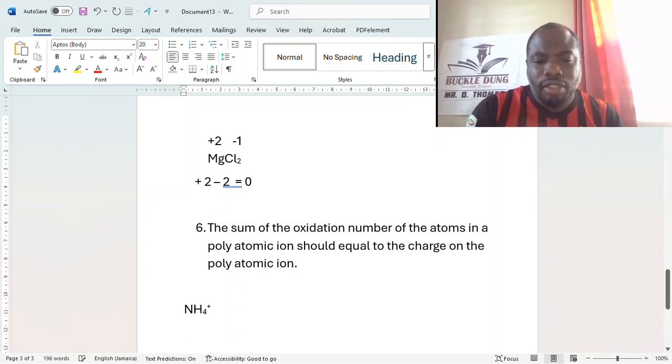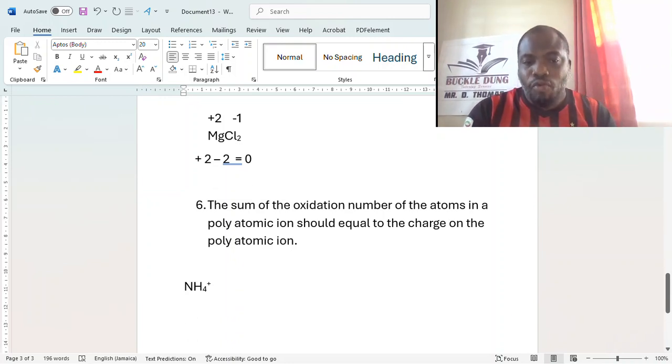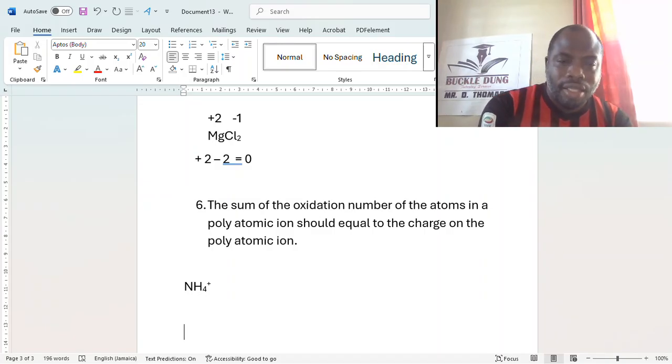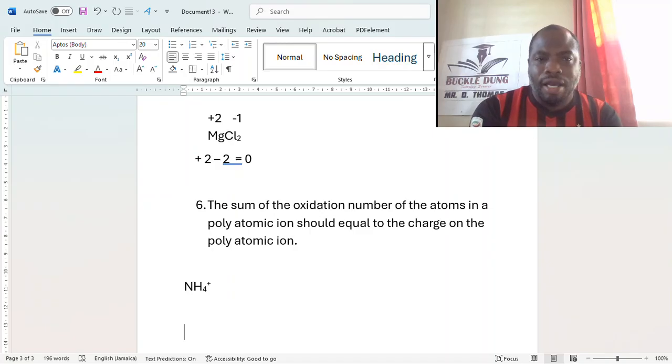So the thing about it is that when you add the oxidation numbers of all the atoms in this, it should equal not 0, but the charge. And so when we add up the nitrogen and the hydrogen, we should get +1.